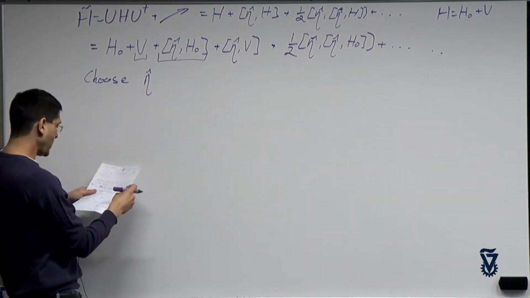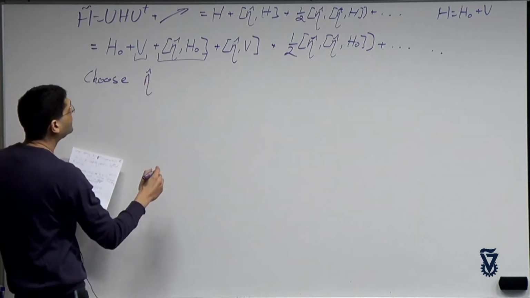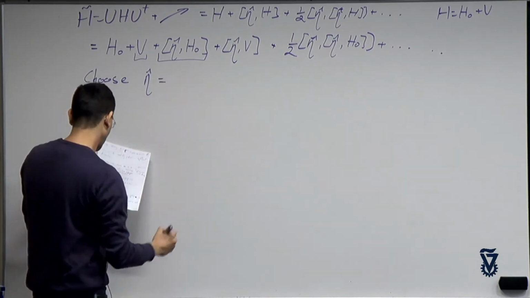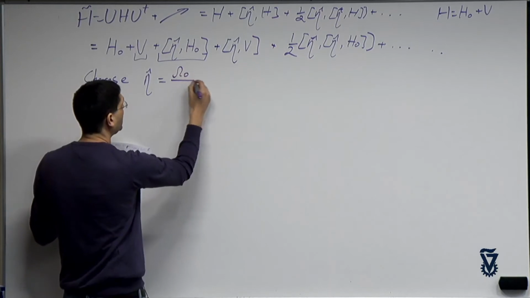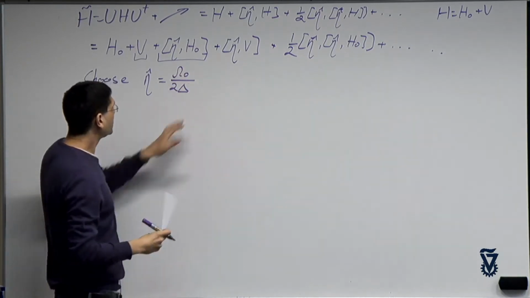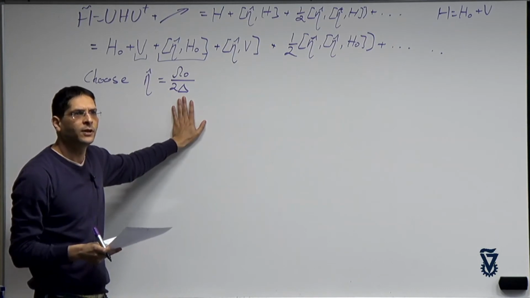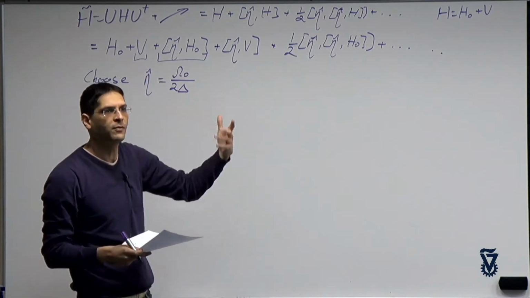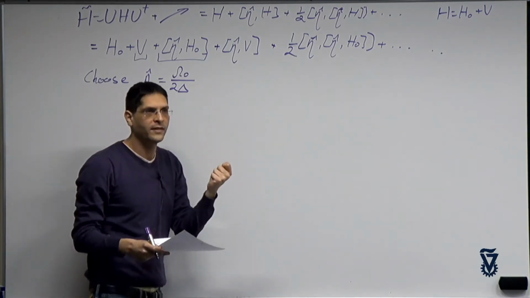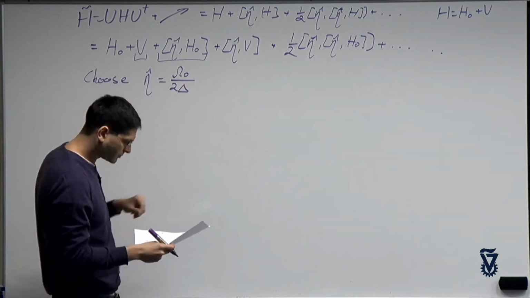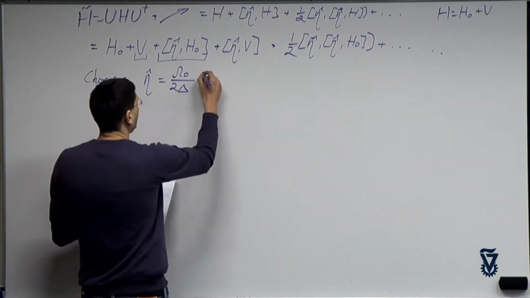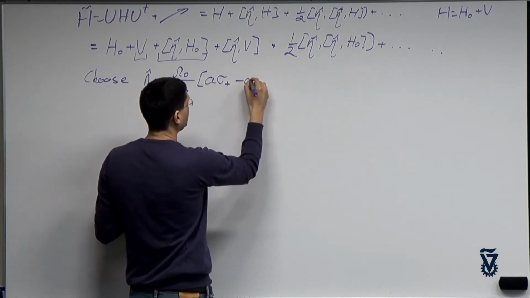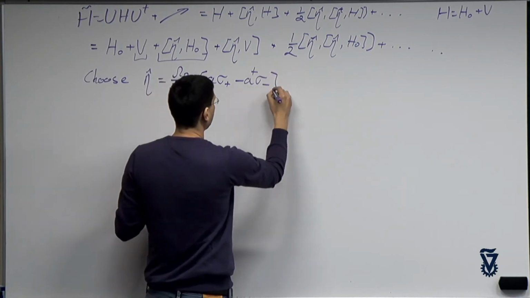So what we're doing here, we're going to be choosing eta such that, well, let me write eta and then I'll show you what comes out. We're going to choose eta to be omega naught over 2 delta. So delta is omega c minus omega q, which is large. But remember, not too large because we're still within the rotating wave approximation. So it's large, but not too large. Times a sigma plus minus a dagger sigma minus.